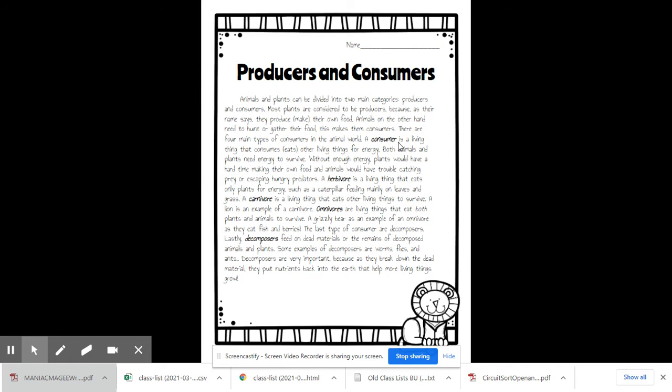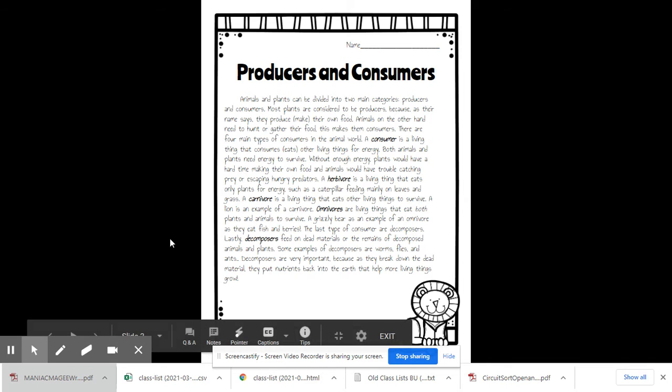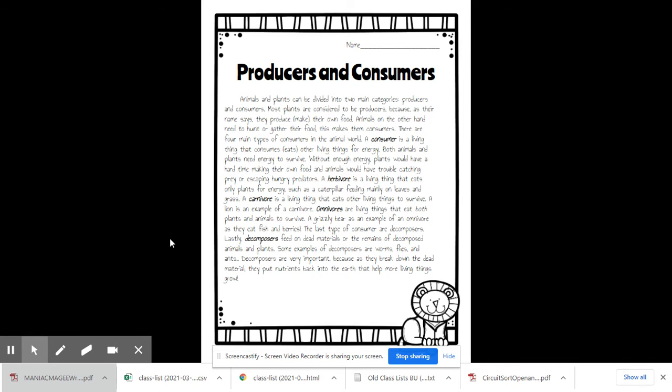A consumer, it's in bold, so it is a vocabulary word, is a living thing that consumes, which means to eat. But in science, we say consume. Other living things for energy. Both animals and plants need energy to survive. Without enough energy, plants would have a hard time making their own food, and animals would have trouble catching prey or escaping their hungry predators.